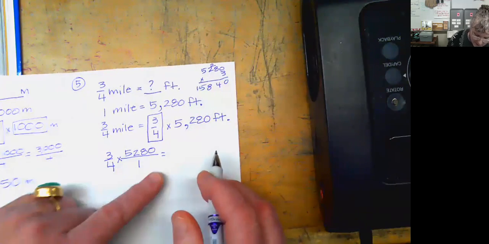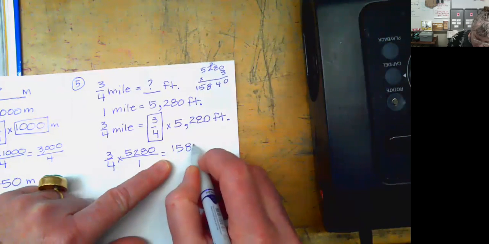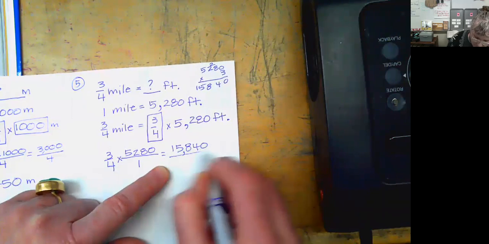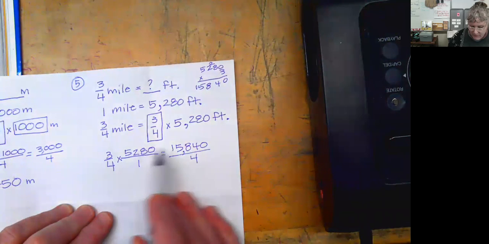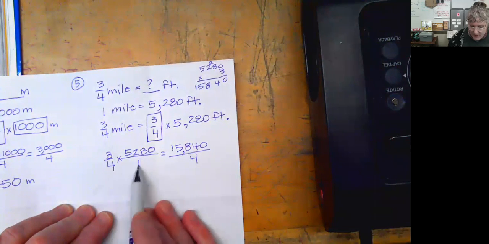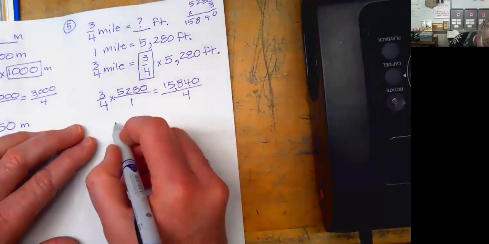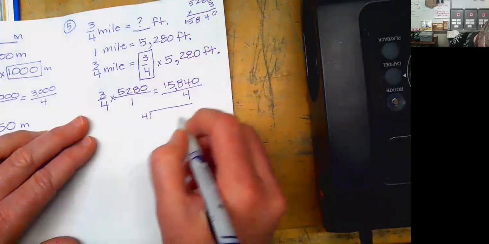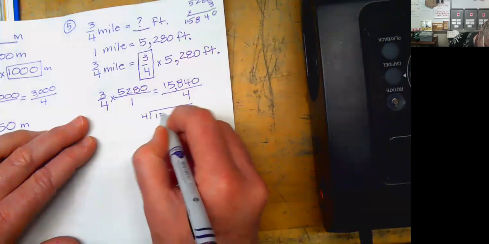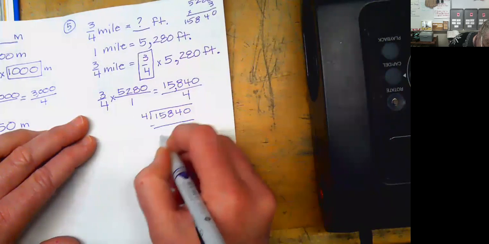So I get 15,840 over 4. Right? Because I'm multiplying 3 times that number. There it is right there. 4 times this number. There it is right there. Now I'm going to do a division problem. This is going to be a little bit of a hairy division problem because it's a big number. That's okay. We got this. So we're going to write it right here. And we're going to have a lot of spaces, right?